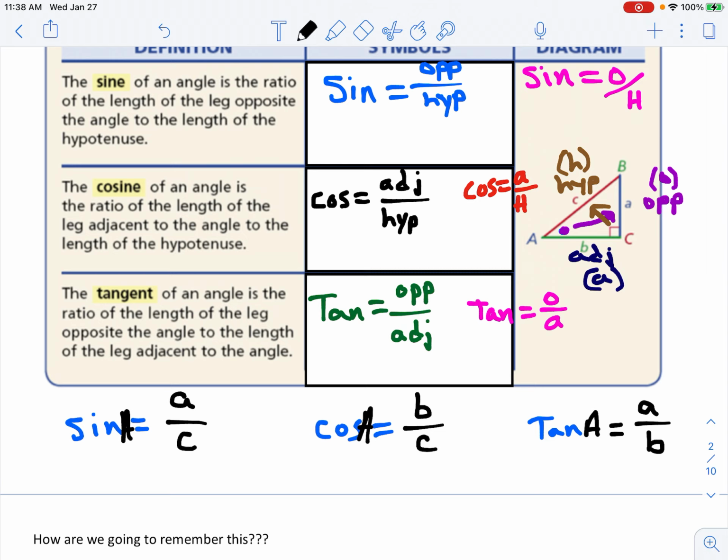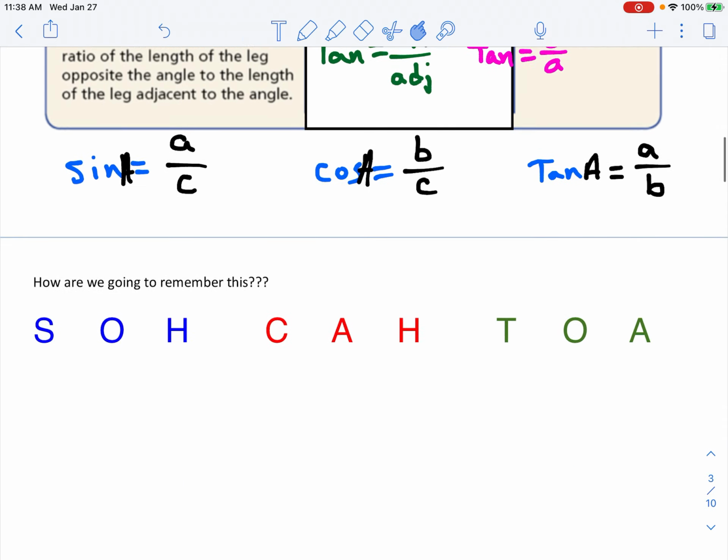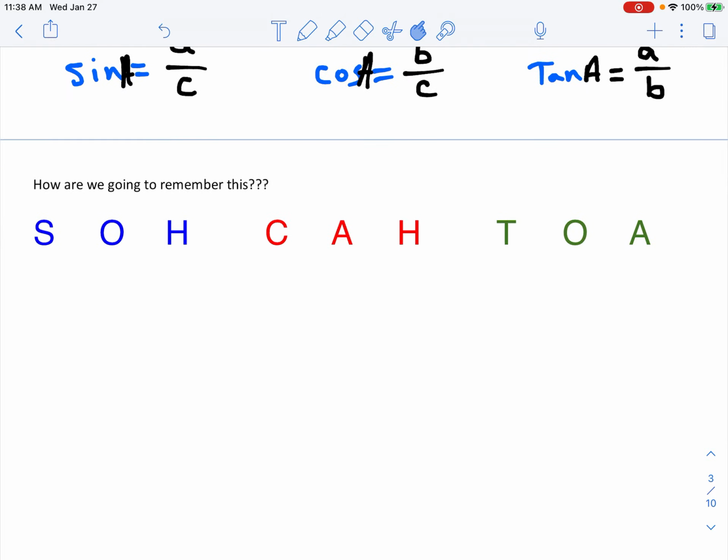All right, so we're going to use these little abbreviations to remember how to set up sine, cos, and tangent, which eventually we'll get to solving with those. So how are we going to remember this? Well, the way we remember this is SOH-CAH-TOA, and some people like to write it this way. Other people will write it like this. I will show both. Let's show this first.